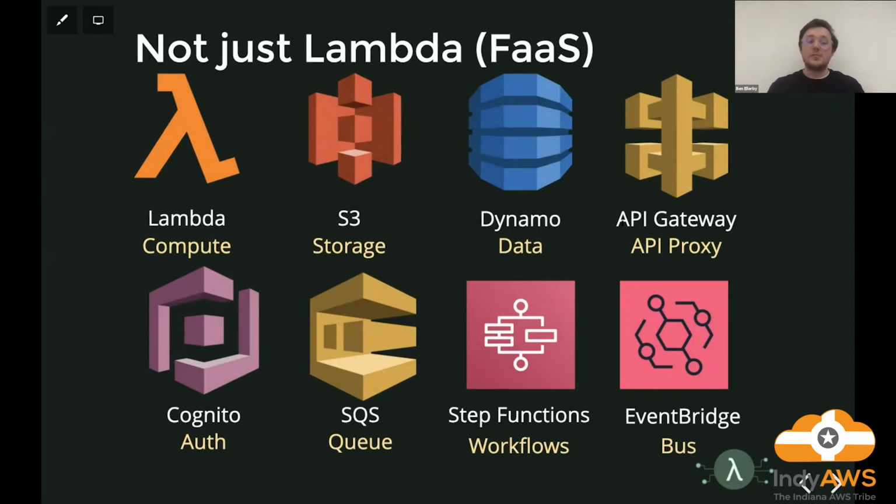S3 is a completely serverless way to store things in the cloud. DynamoDB is a completely serverless NoSQL database. API Gateway lets us route events, HTTP, and WebSockets into our serverless architectures. Cognito is a completely serverless identity as a service tool, SQS for queuing, Step Functions for workflows, EventBridge for routing events through a distributed event-driven serverless architecture. The list goes on. There's really a big range now of services that enable us to build completely serverless architectures.